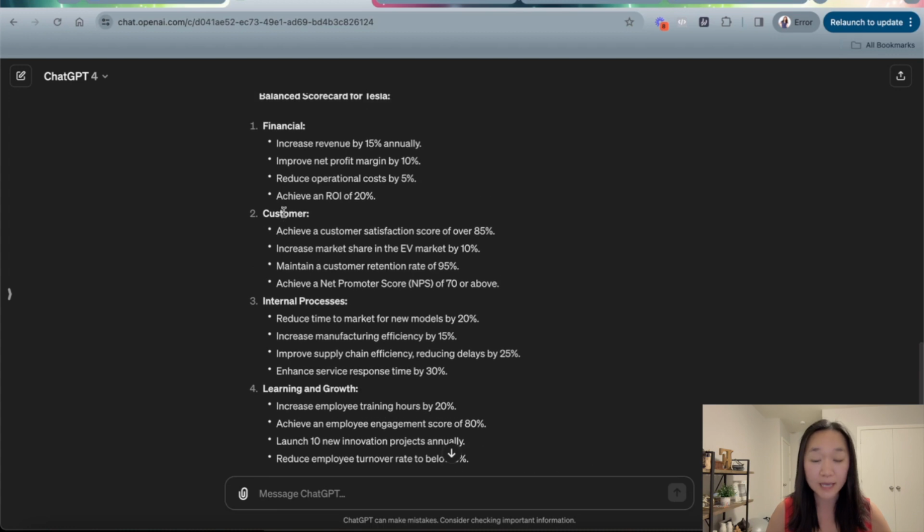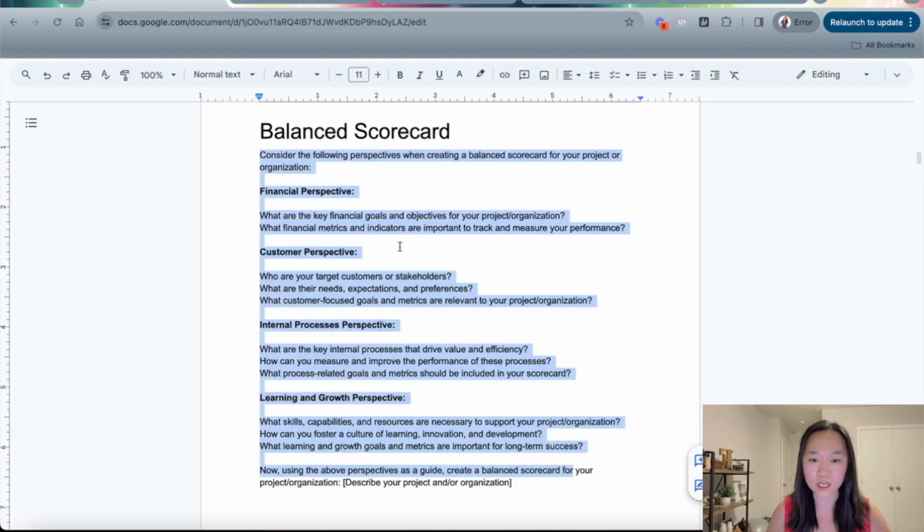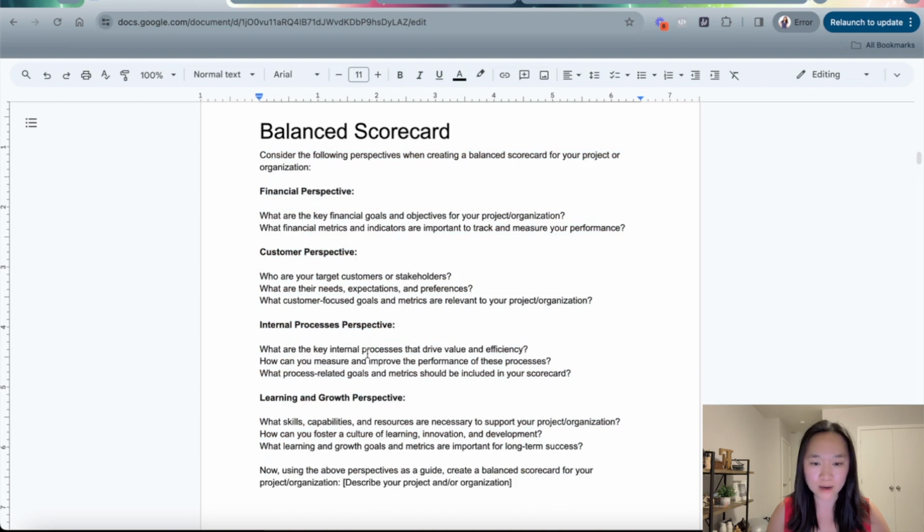And if your organization wants a slightly different structure, or the PMO has a different type of template that they want to use for the balanced scorecard, just go over here and modify the prompt a little bit to fit exactly what they want. And then you can just plug in your organization's data into there and you'll have your own custom balanced scorecard within a matter of seconds.